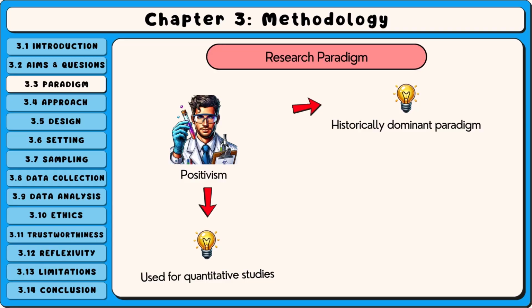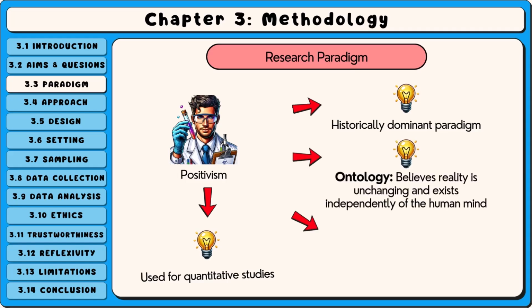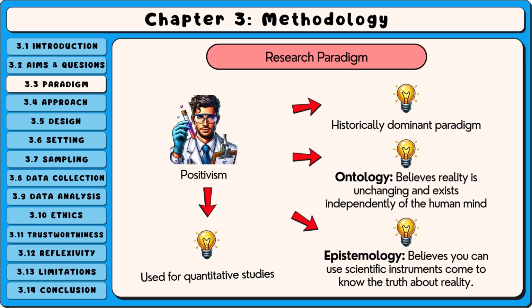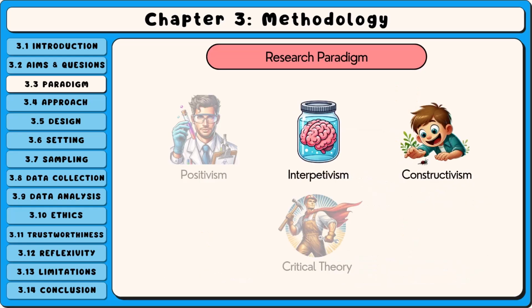To understand positivism, the first thing you need to know is that it is the historically dominant paradigm, which means it has been used in the vast majority of studies in academic contexts. Its ontology is a belief that reality is unchanging and exists independently of the human mind. As a result, it believes that we can use scientific instruments to come to know a single true and stable reality.